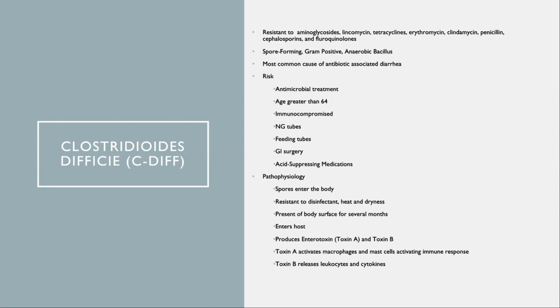The pathophysiology for how it enters or causes infection is that the spores enter the body. They become resistant to disinfectants, heat, and dryness. They're often present on our body's surface, and then they enter the host through any of those routes: GI surgery, feeding tubes, NG tubes, any of that. Once it's in the host, it produces enterotoxin, which is toxin A and toxin B. Toxin A activates macrophages and mast cells, which activates an immune response, and toxin B releases leukocytes and cytokines.